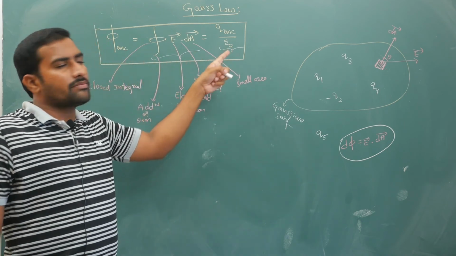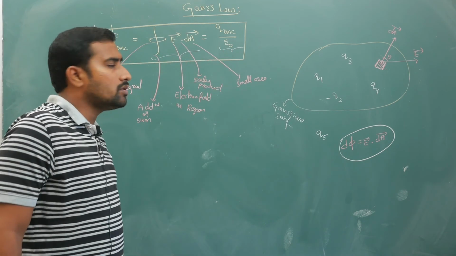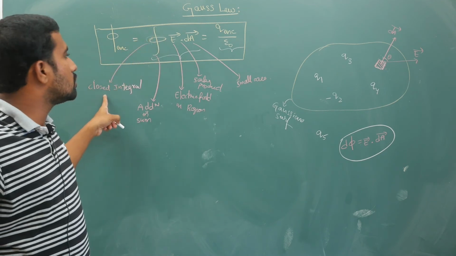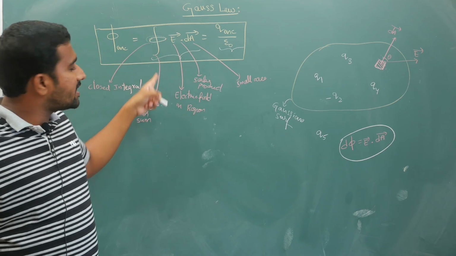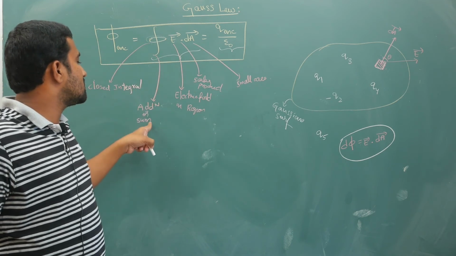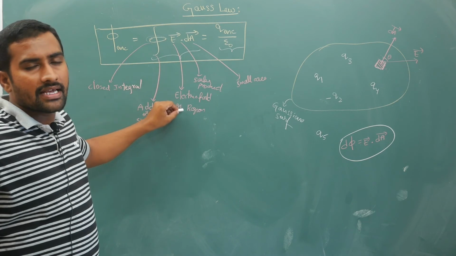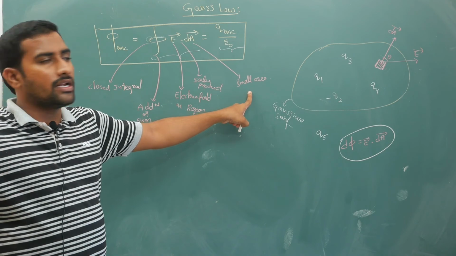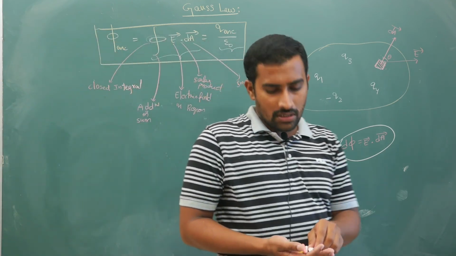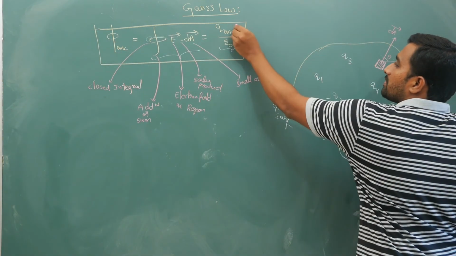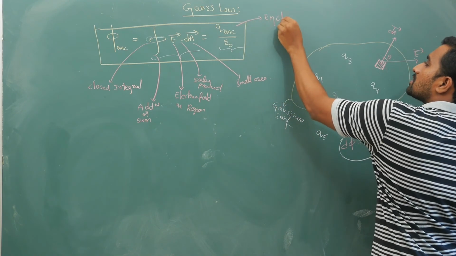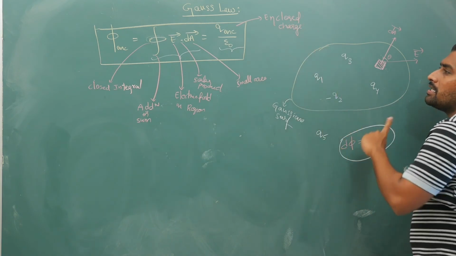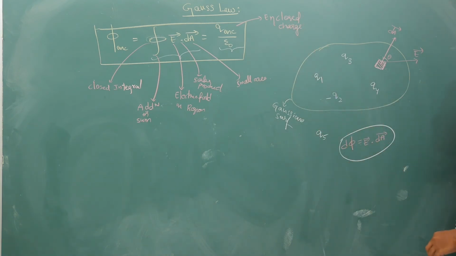So in this statement, what is each term? I will tell you. Here this circle indicates that it is a closed integral. This integral symbol indicates addition of small components, I mean it is addition or sum. E bar will indicate electric field in the region. Dot will indicate scalar product, dA will indicate small area. This is equal to Q enclosed, which is your enclosed charge. Enclosed charge means the total charge that is present in the Gaussian surface.